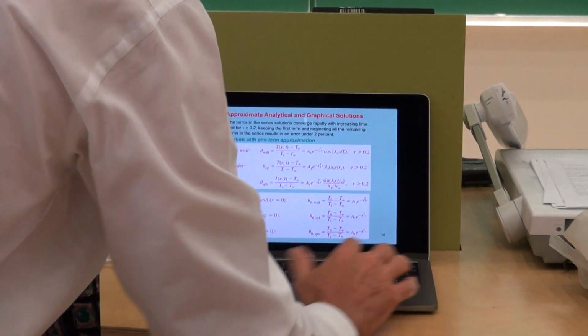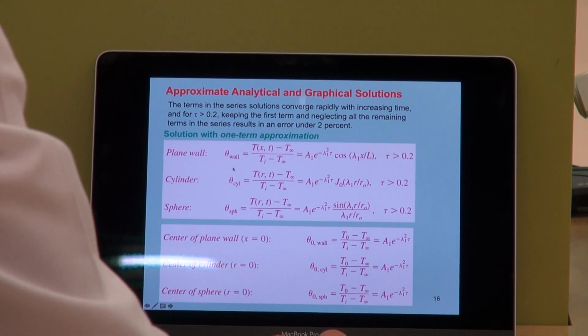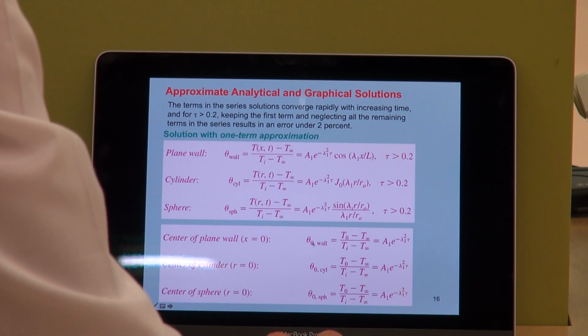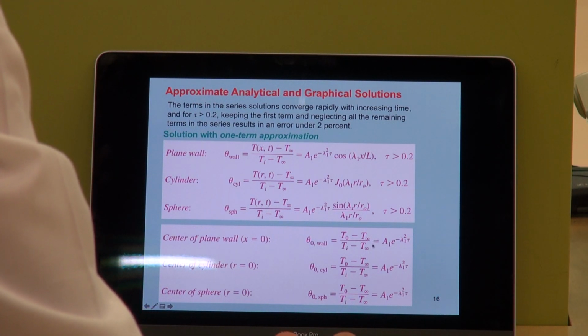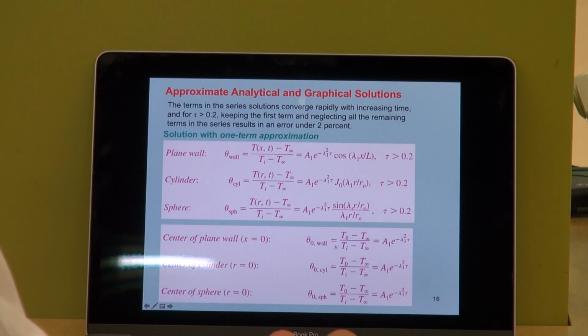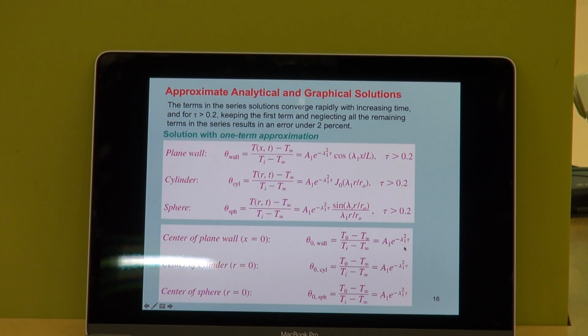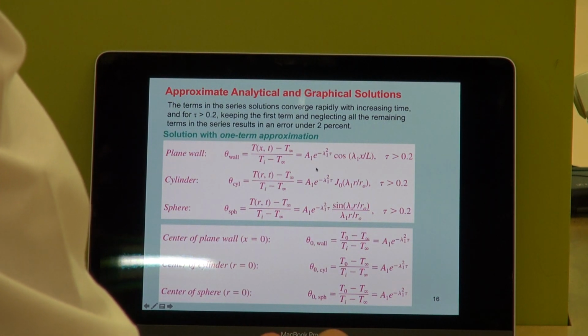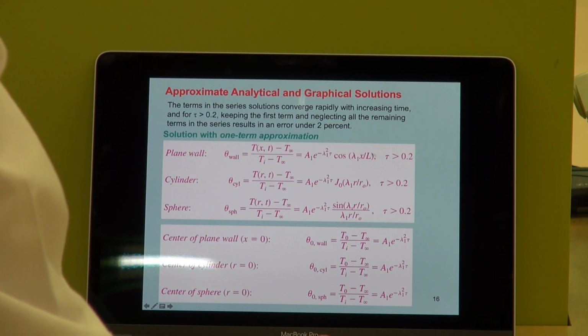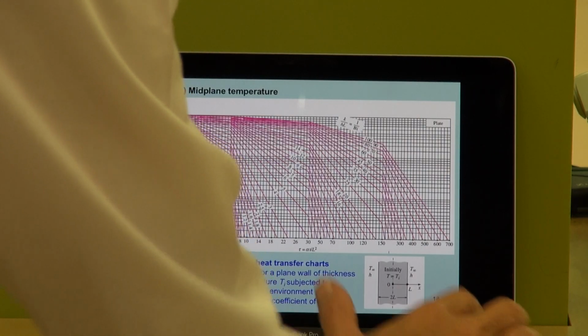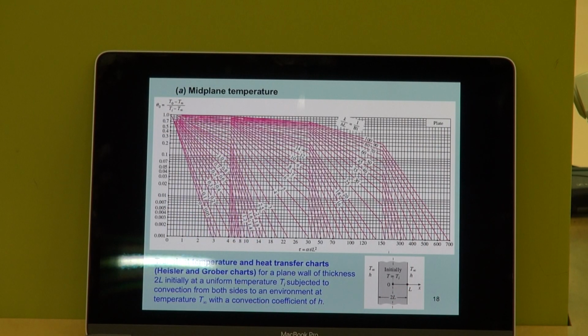What we can also do, in terms of the temperatures, as I've mentioned, is the temperature at the center. Because the cosine terms disappeared, it can be written as a very simple equation, A1 e to the minus lambda 1 squared multiplied by tau. These were the values for n equal to 1 only. So that would be when we make the assumption that tau is larger than 0.2. And then let's jump to what is called the Heisler charts.